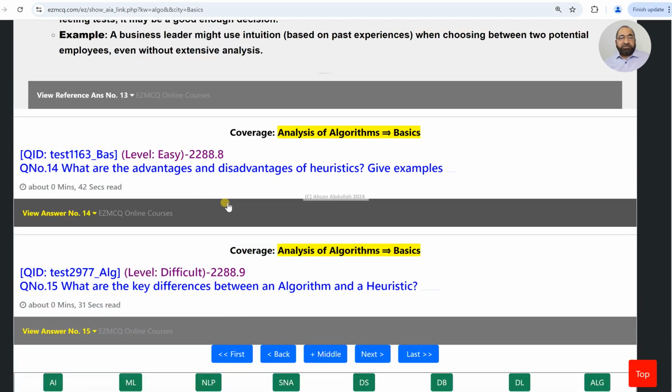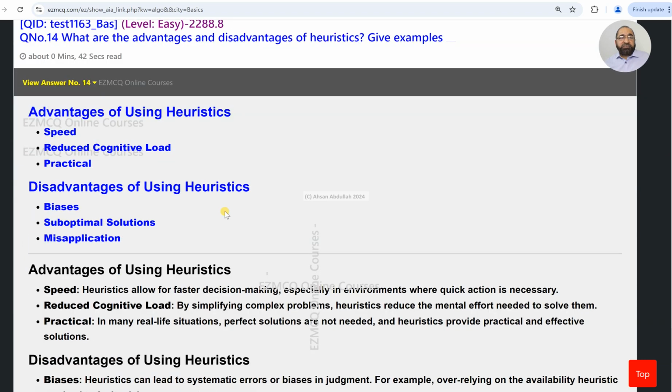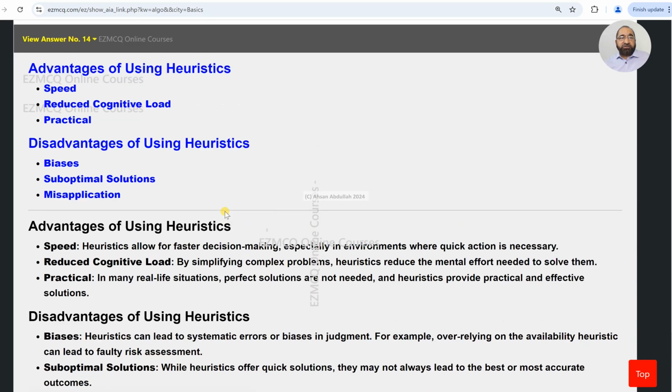So what are the advantages and disadvantages of heuristics? There's a reason why people have been using heuristics for so long, and there is a reason why people don't use heuristics. Okay. So the advantage is speed. It doesn't require a lot of working, a lot of calculations, a lot of thinking, and it doesn't require a lot of coding. Okay. So speed.